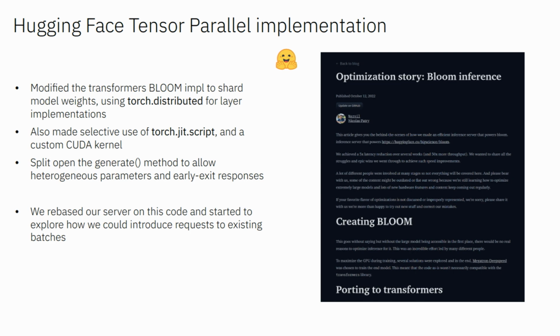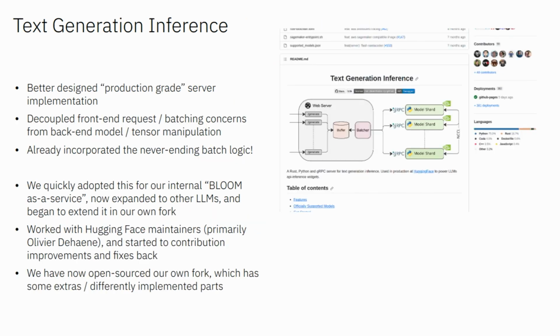they'd done a lot of the things that I'd mentioned in terms of splitting open the generate method, so that requests that are finished could finish early, and also they could have heterogeneous requests with different decoding parameters. So we rebased our code on this, and then started to look at how we can do this technique of adding new sequences into the batch that I described.